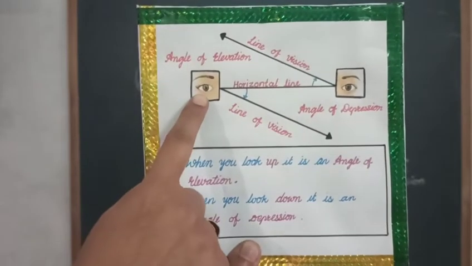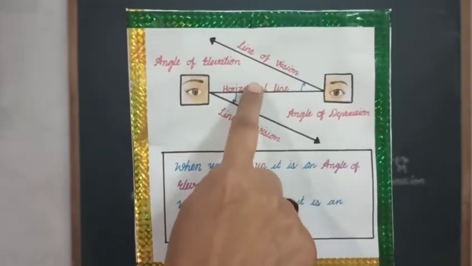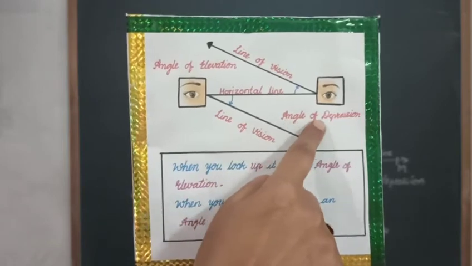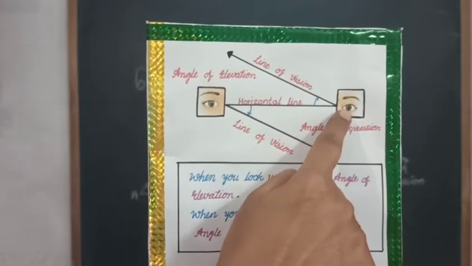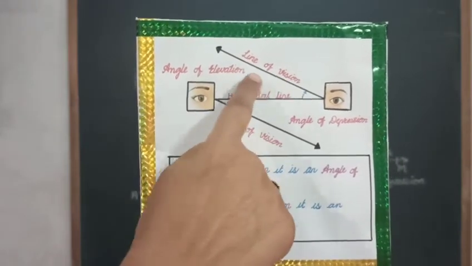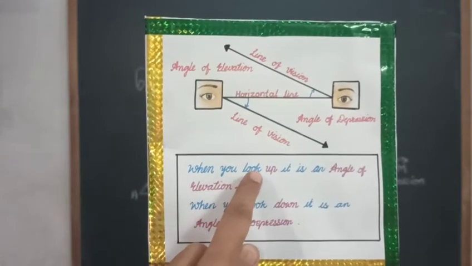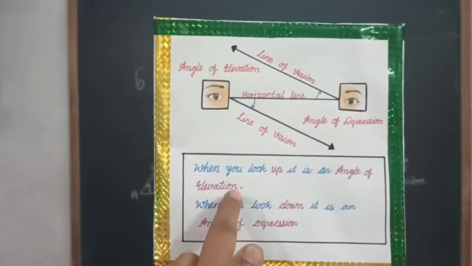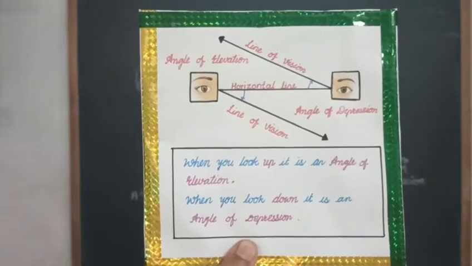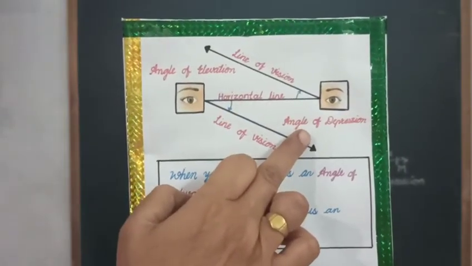Now you can see here the observer's eyes. So from the observer's eyes, what is this straight line? That is the horizontal line. When the person is looking downside, this is the line of vision, so there is an angle of depression. Now the observer is looking upside. Then this is the horizontal line and this is the line of vision, so this is the angle of elevation. Okay. So here we can say that when we look up, it is an angle of elevation, and when we look down, it is an angle of depression. I hope it's clear to you when the angle of elevation and when the angle of depression are formed.